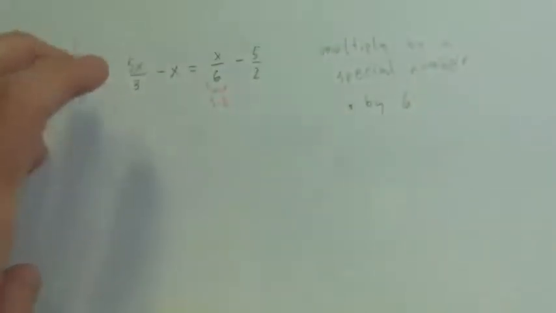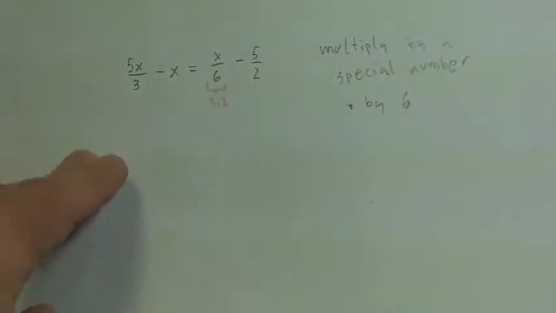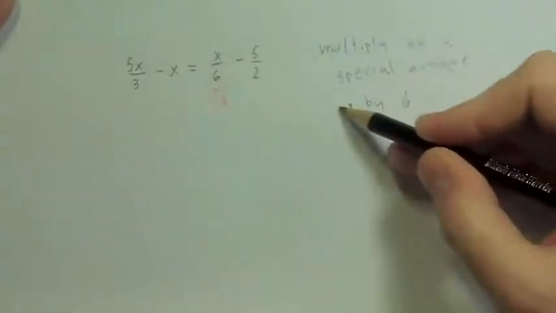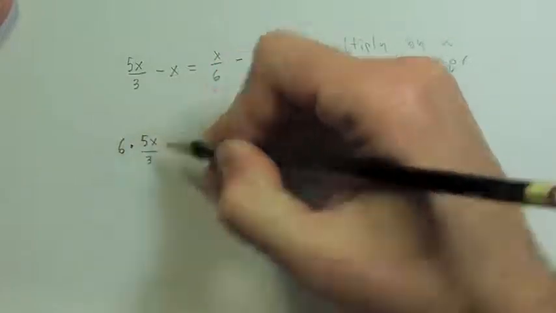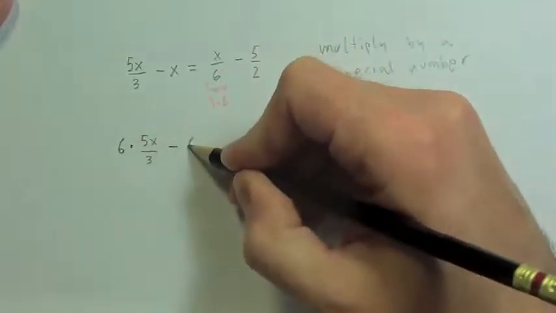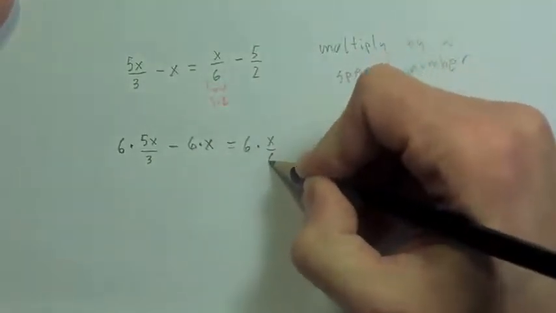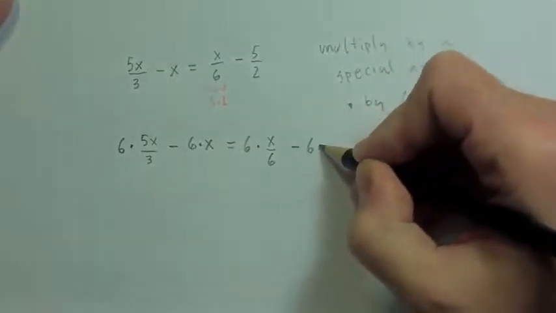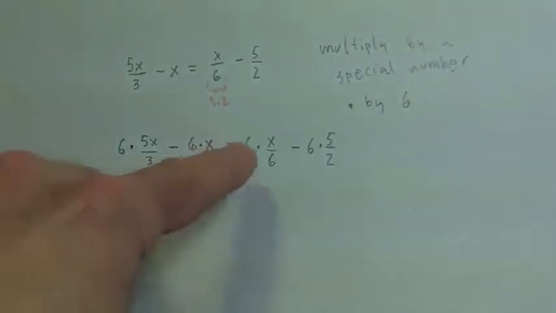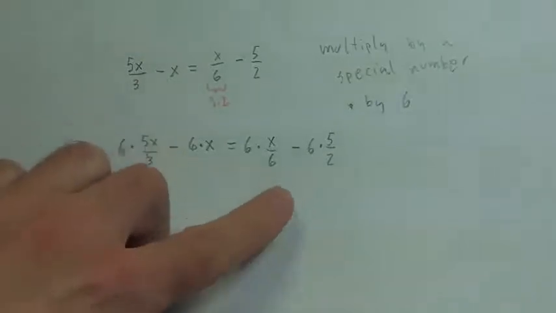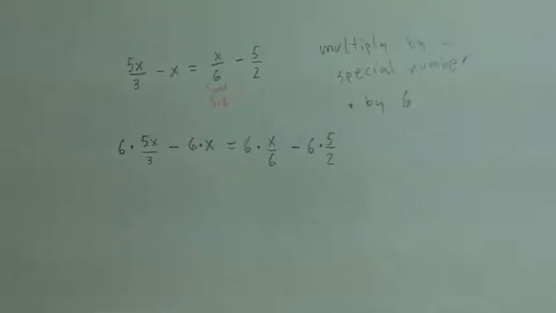Okay, so everything. So remember, with an equation, if you multiply one thing in the equation by something, you have to multiply everything by it. So I'm going to go through and multiply every piece of this equation by 6. So it's going to be 6 times 5x over 3 minus 6 times x is equal to 6 times x over 6 minus 6 times 5 over 2. So we see here that I just took every single piece and multiplied it by 6, and I snuck it in between the sign as well. Right? You could write it on the other side if that helps.